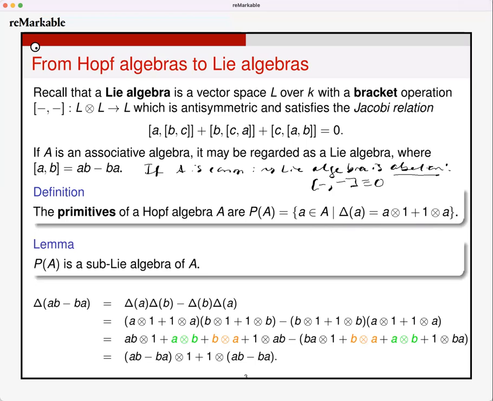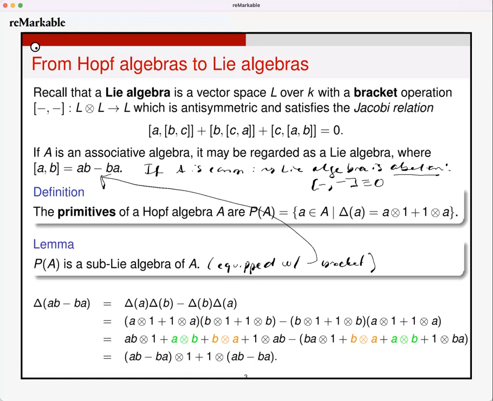And it turns out that the primitives form a sub-Lie algebra of A, where here I'm equipping it with this bracket, the A times B minus B times A bracket. And I want to do the proof. It's really easy, but there's a point where it's going to fail in a more general setting. And I want to draw your attention to that.